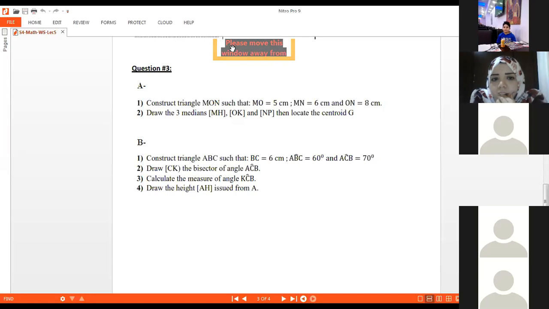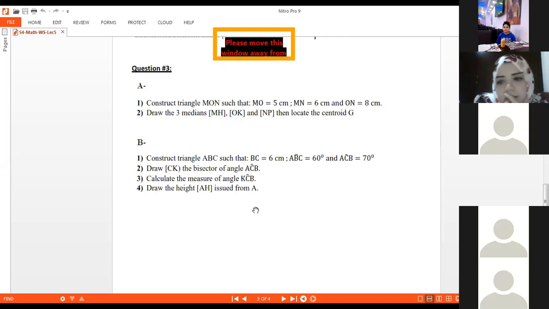Miss, can I do it? Yes, Ali. How can I draw this triangle? Miss, we draw a line of 8 centimeters with the ruler. Yes. Then, you are talking about part A, right? Yes. I'm talking now about part B.